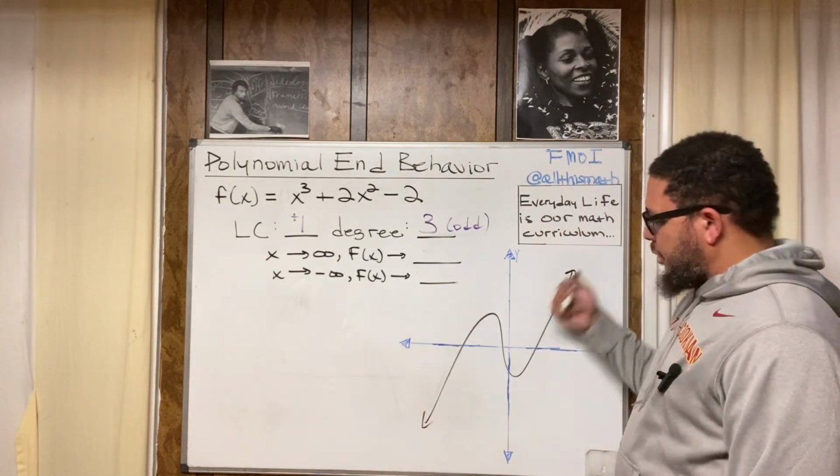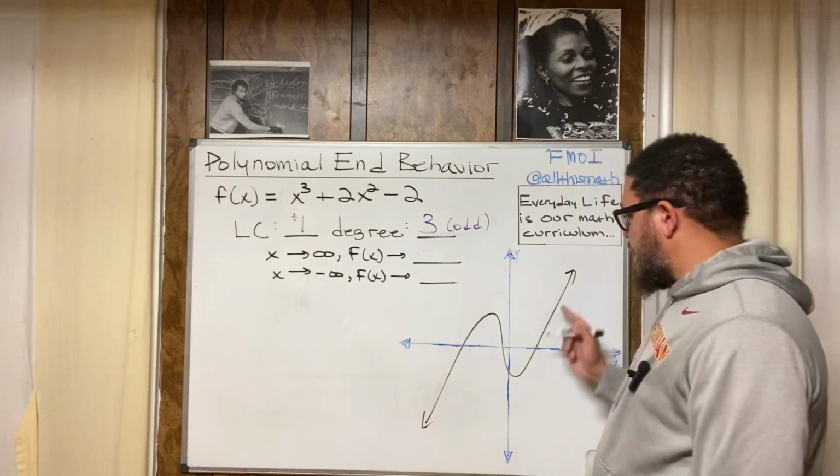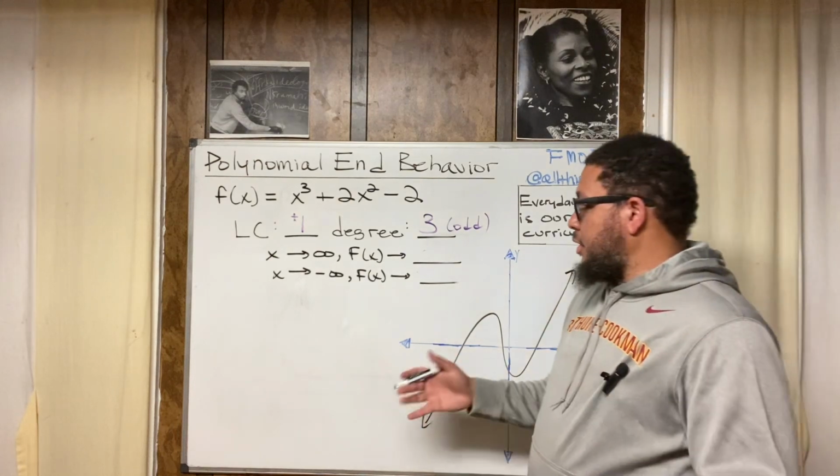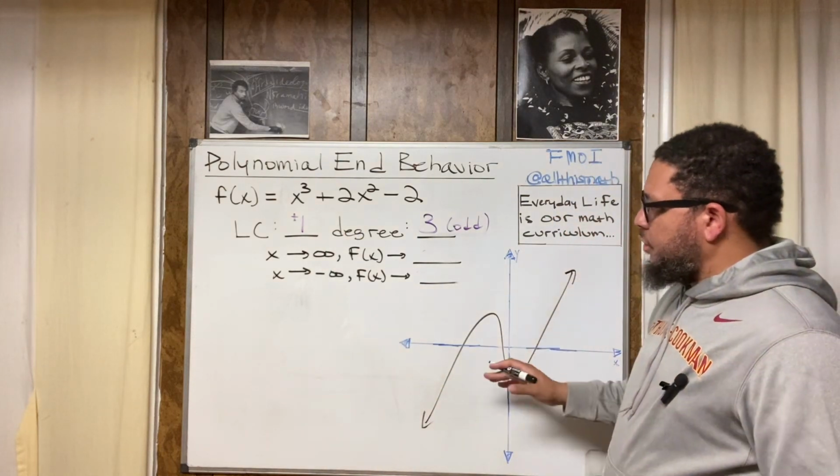But what I do know is that on the ends, it's going down to the left and up to the right. Down to the left and up to the right. I know that for a fact because that's based on this information right here. So that's essentially what the graph is going to look like.